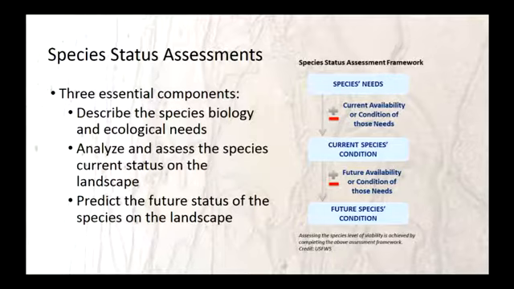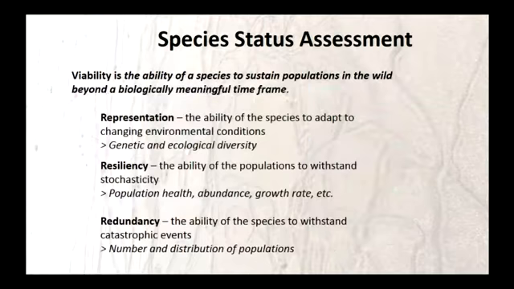We then analyze the current status of the species, and in part we do that by thinking about, well, what does it need, and what does it have on the landscape? And if those two things are vastly different, then we know we might already have a problem for that species. And then the third part is to try to predict what the future status of that species is going to be, thinking about what its needs and its haves are going to be in the future. So the species status assessments are usually long, pretty heavy documents, but these are the three essential components of one of those documents.